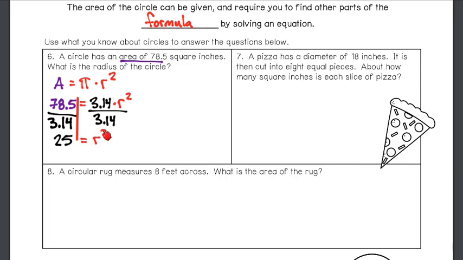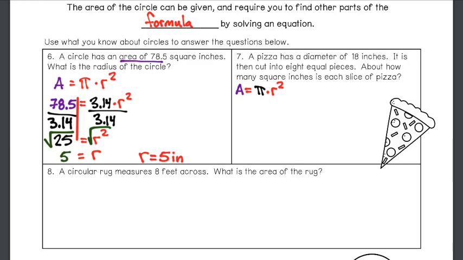And to get rid of squares, we have to use square roots. So I take the square root of both sides, and the square root of 25, what number times itself equals 25? Well, that would be 5. So I know that the radius is equal to 5 inches. Now moving on to the next one.